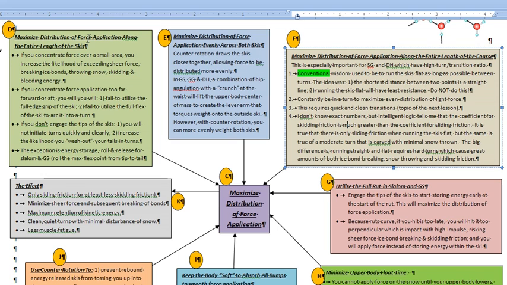Now, one exception to this rule is in slalom or in giant slalom, in which you can utilize the method called energy storage, roll, and release.